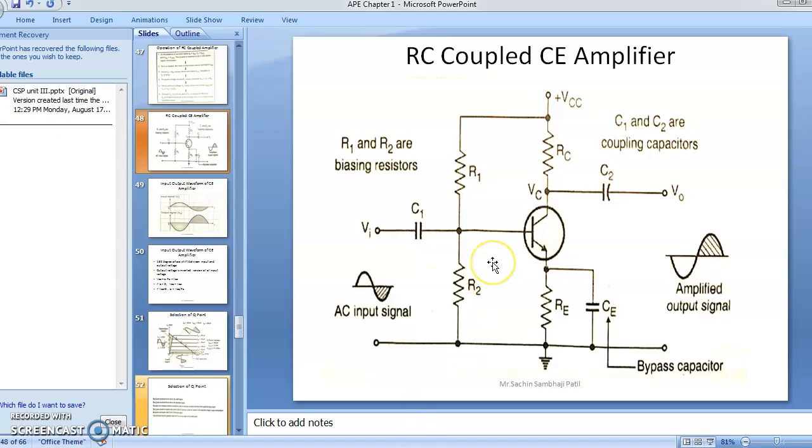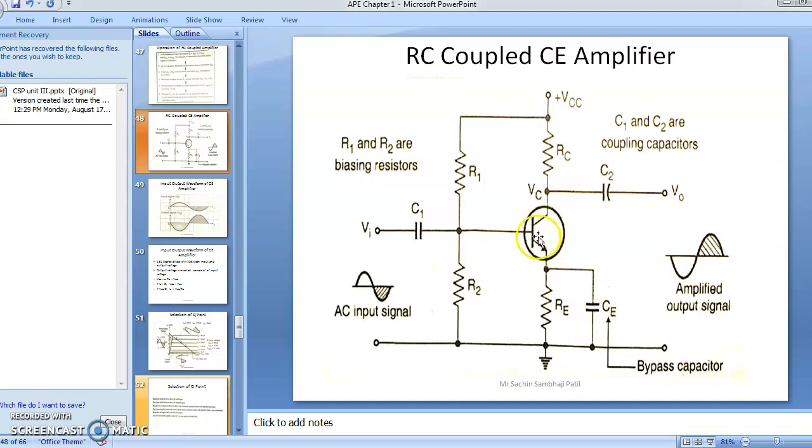As we know, in the RC coupled amplifier, a common emitter transistor is used here. The emitter terminal is common between input and output. This is the RE resistor, and this is the bypass capacitor connected at the emitter terminal. At high frequency it will be on and at low frequency it will be off. It is passing the high frequency component.